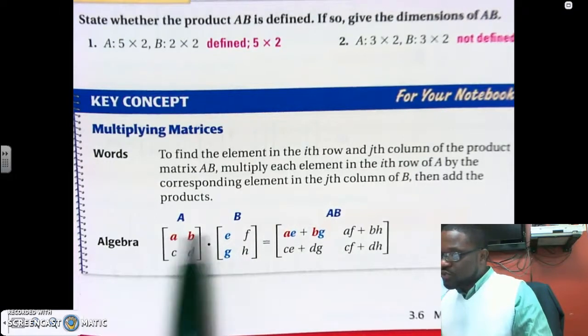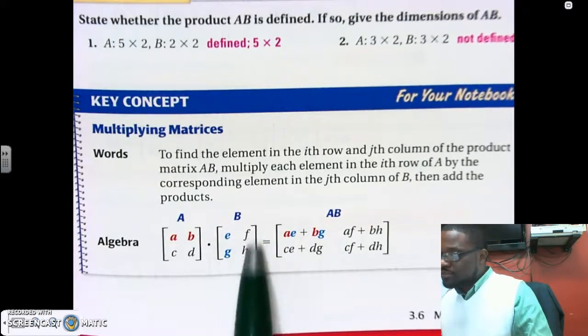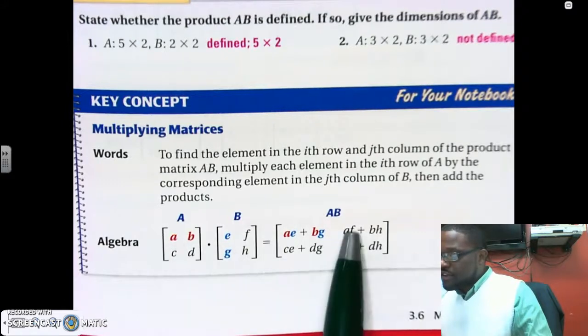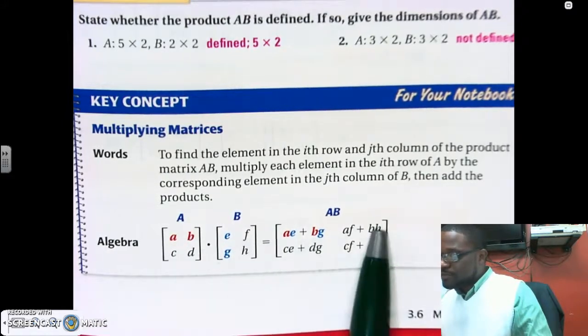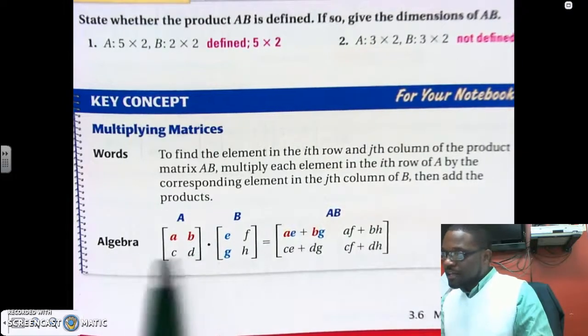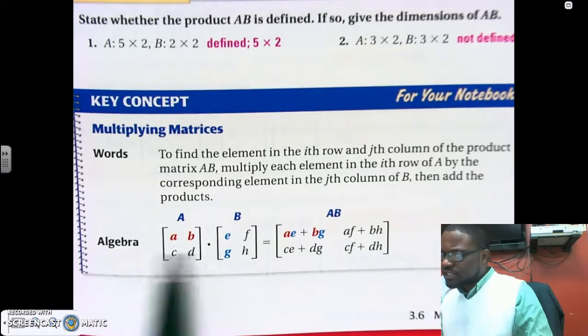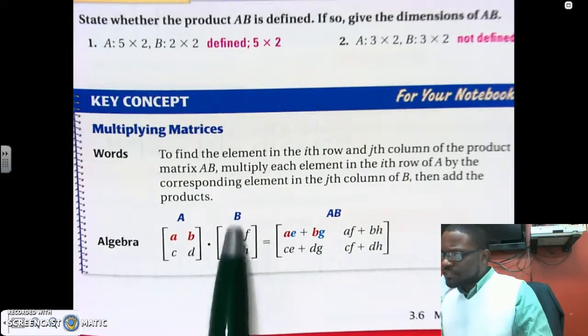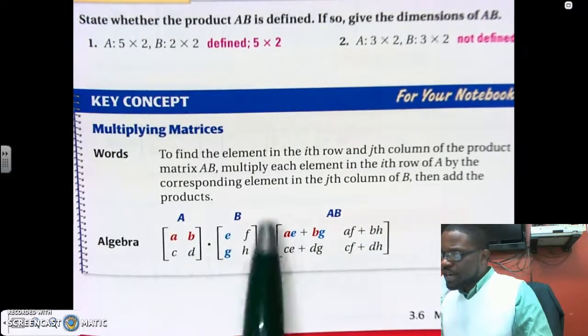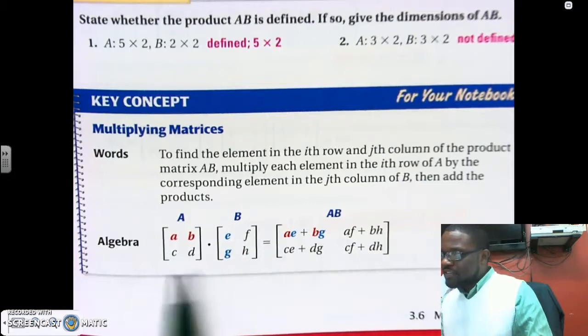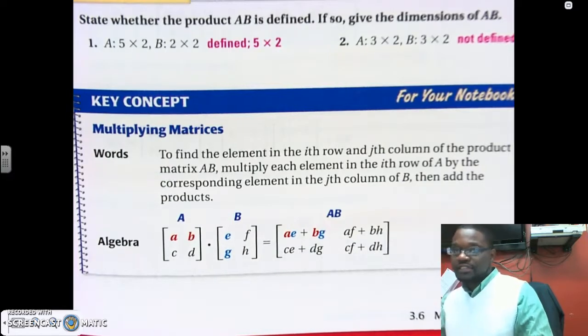Then this row times this column. But it's A times F plus B times H. Then bottom, this row by this column. Row by column. And you're adding the individual elements. And I'll show you that here in a second.